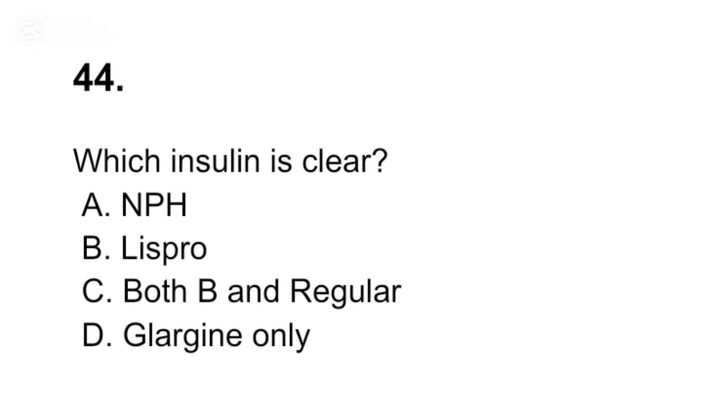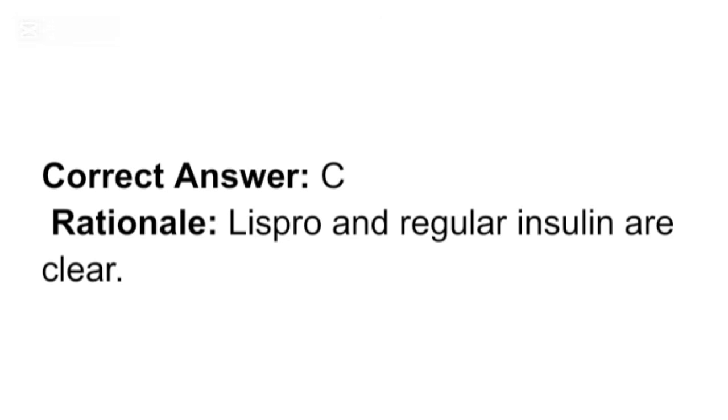44. Which insulin is clear? A. NPH. B. Lispro. C. Both Lispro and regular. D. Glargine only. Correct answer, C. Rationale: Lispro and regular insulin are clear.